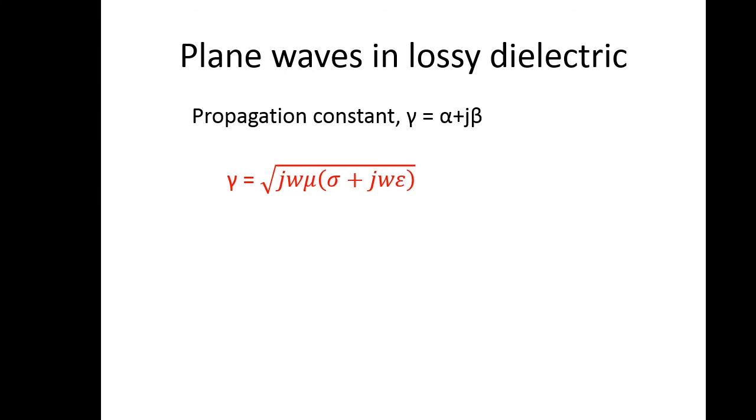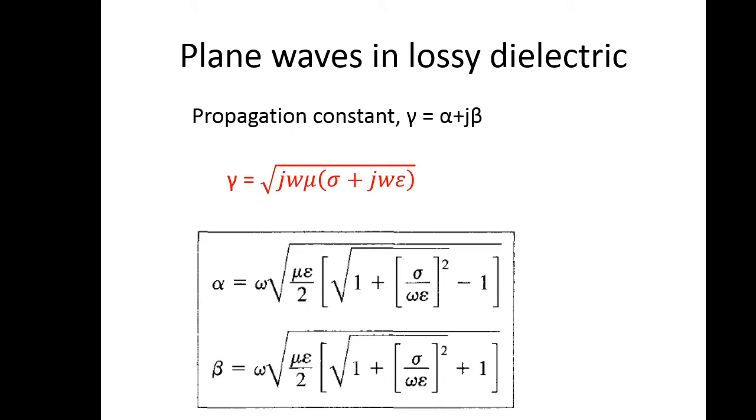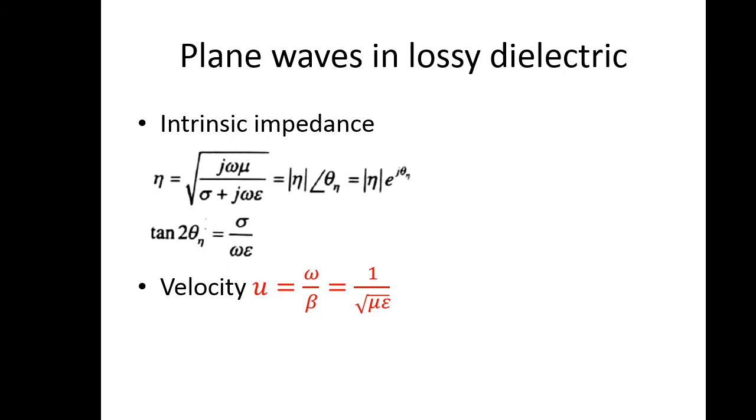So in the last class we discussed the various values, propagation constant, alpha, beta, etc. in case of a lossy dielectric, if the waves are propagating in a lossy dielectric. So the equation for gamma is square root of j omega mu into sigma plus j omega epsilon. And you know that gamma is equal to alpha plus j beta. So from that you got these two equations. Alpha is equal to omega square root of mu epsilon by 2 into square root of 1 plus sigma by omega epsilon the whole square minus or plus 1 in case of alpha and beta. Okay, these were the general equations.